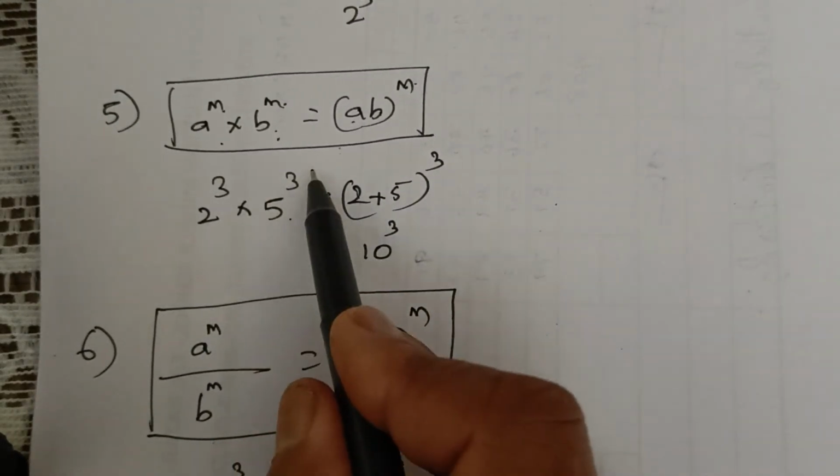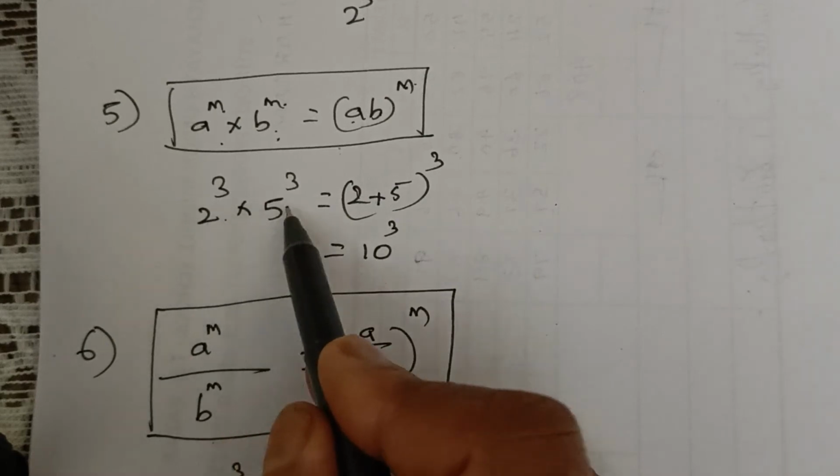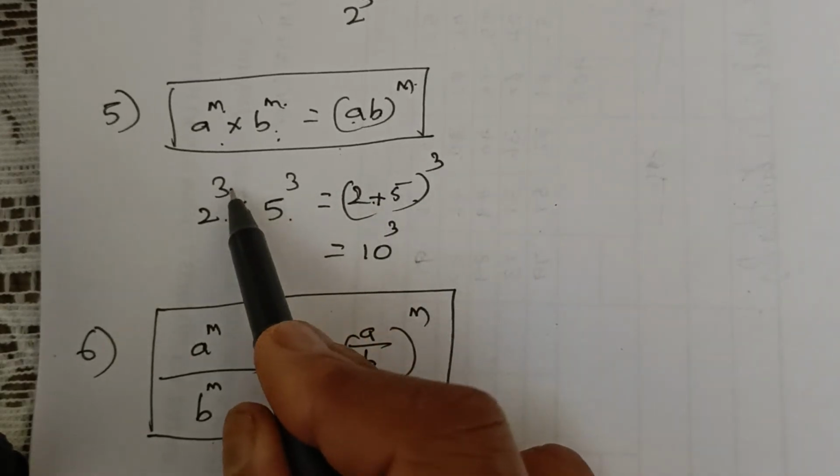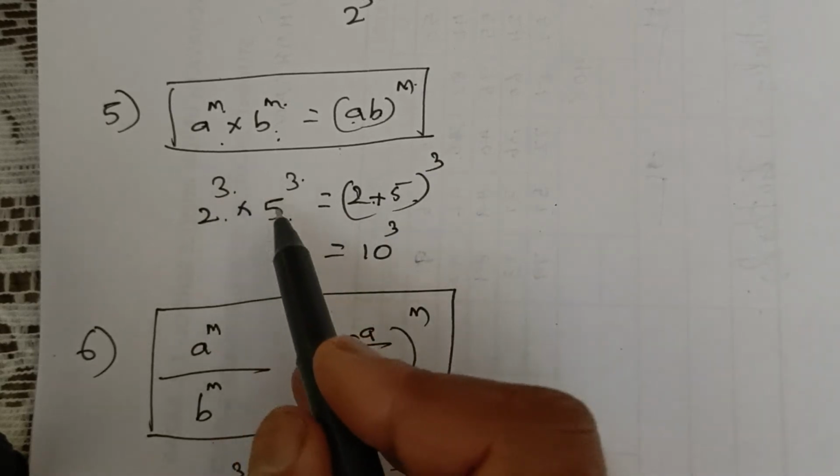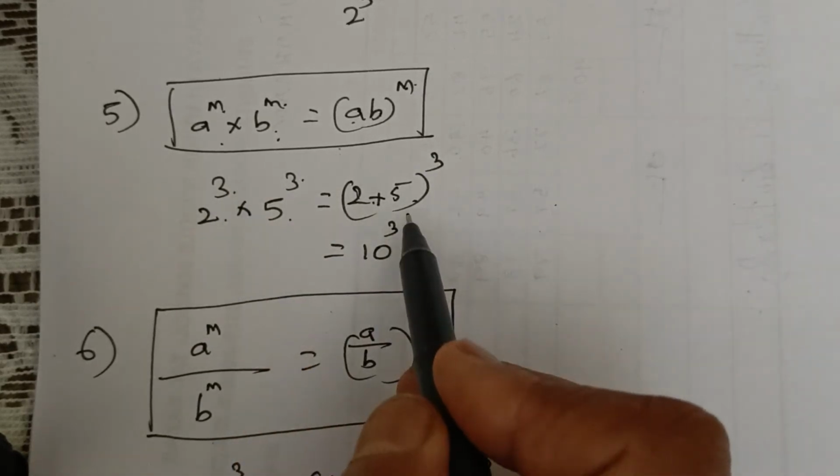You see the example, you understand better. 2 cube into 5 cube. So it is 2 into 5. Multiply the bases. For both the 3's, put 1 3. So 2 5s are 10 cube. 2 cube into 5 cube is the same as 10 cube.